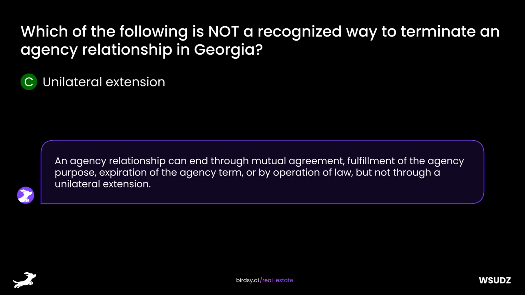An agency relationship can end through mutual agreement, fulfillment of the agency purpose, expiration of the agency term, or by operation of law, but not through a unilateral extension.